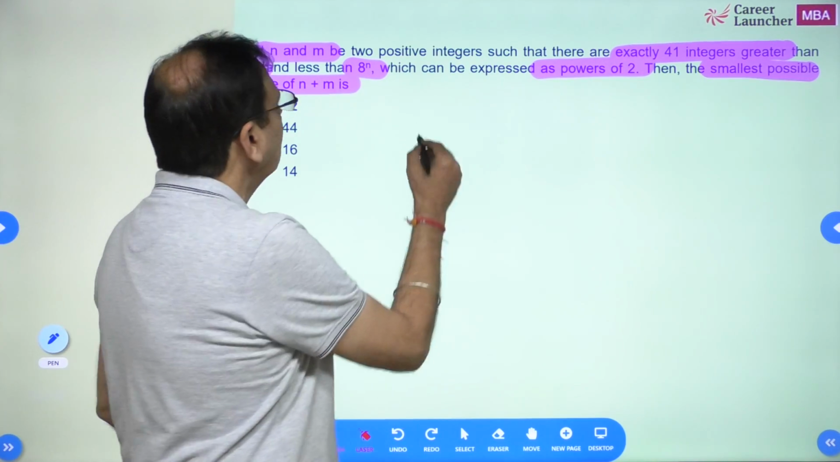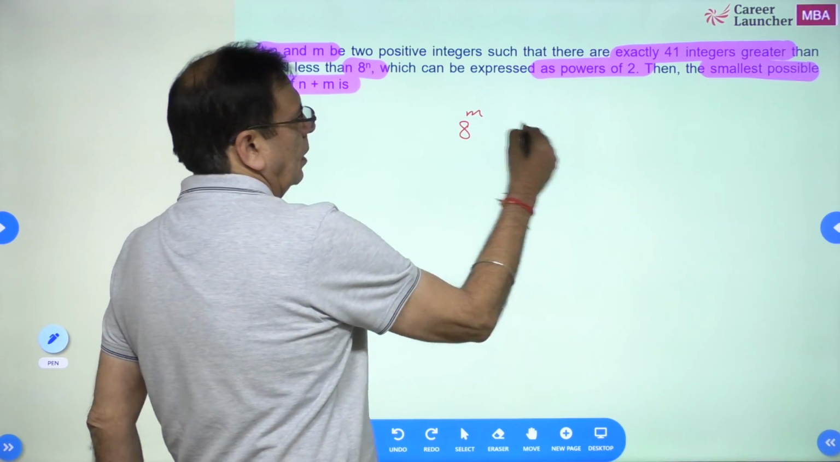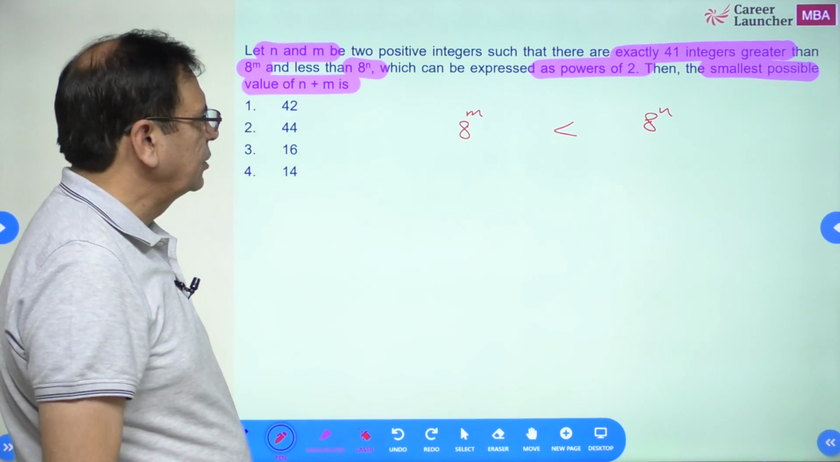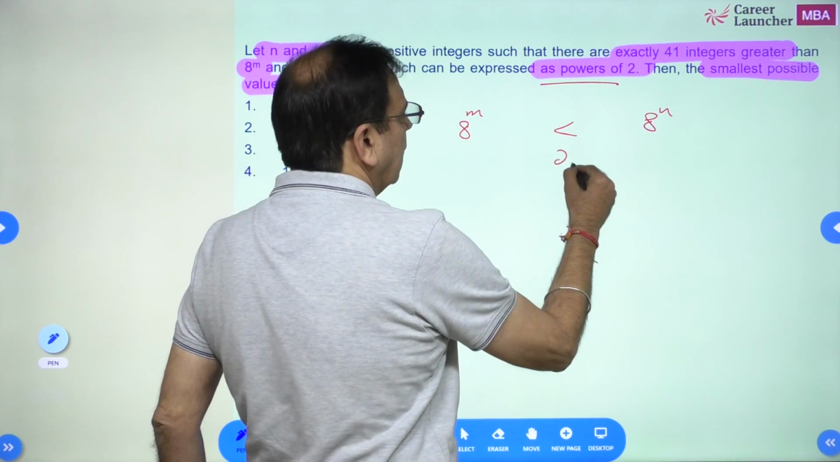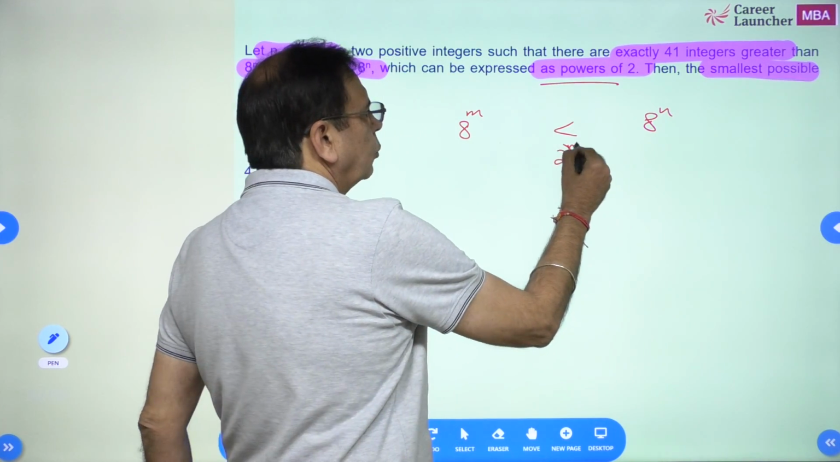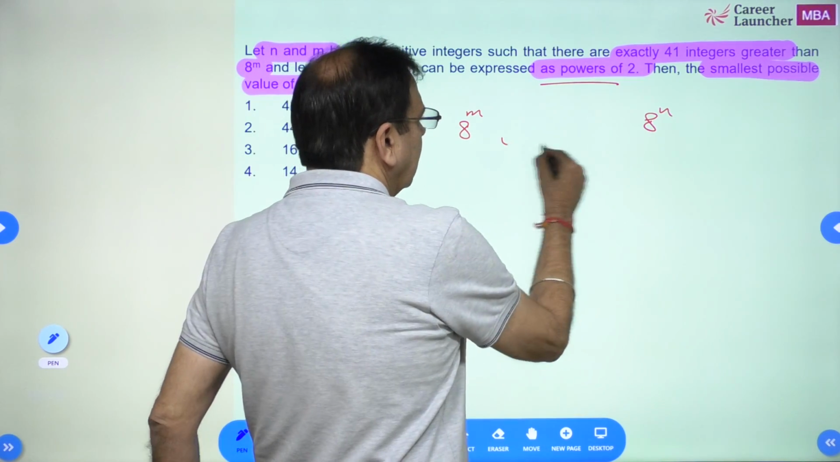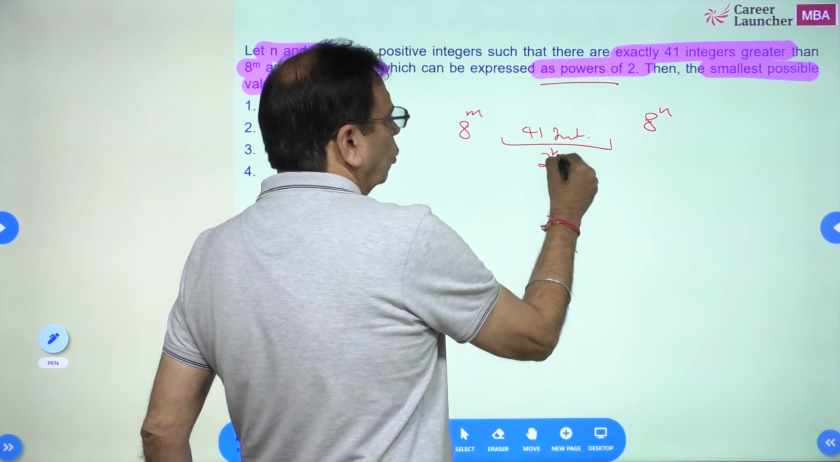What is given? 41 integers between 8 to power m and 8 to power n. Okay. There are 41 integers. And these integers are powers of 2. So these have to be some power of 2. I put 2 to power k. Okay. All these 41 integers. So let me say there are 41 integers which are powers of 2, 2 to power k.